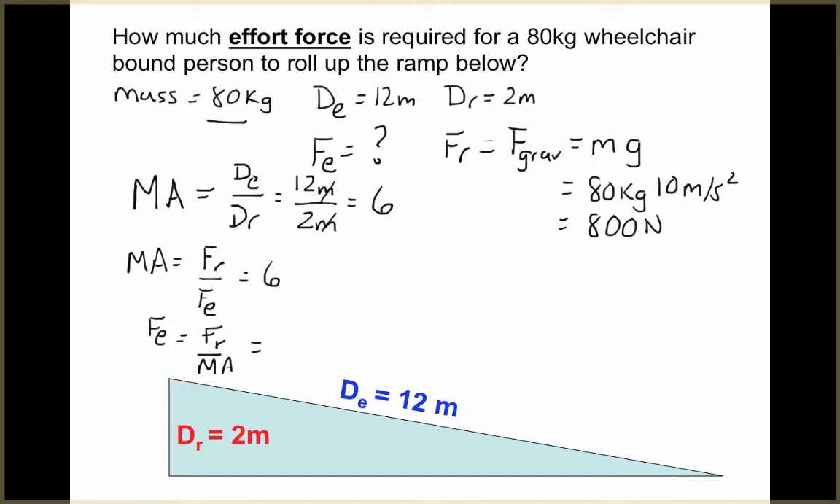So now I can go ahead and use that number down in this part of the equation. I now know the force resistance is 800 newtons. I know my mechanical advantage from my distances, which is 6, no units. So 800 divided by 6, I get 133.33333333. This is approximately 130 newtons. So my final answer would be that it takes 130 newtons of force effort for a wheelchair-bound person to go up the ramp on the 12-meter side.